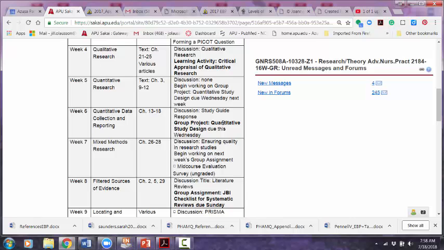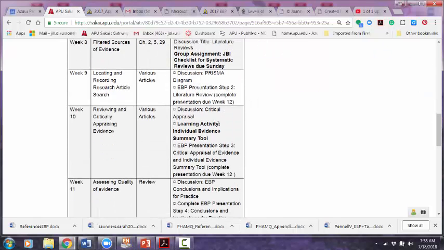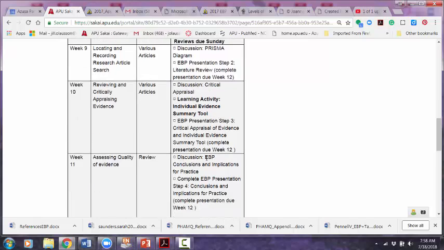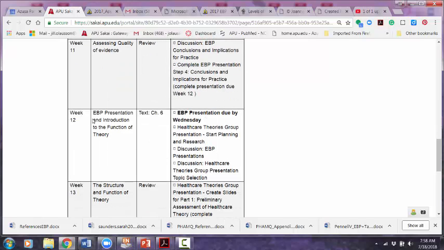We have just completed step 3, which was the critical appraisal. This is step 4, and next Wednesday, the EBP presentation is due. So next Wednesday is the 25th of July. I just want you guys to all go through the parts of the assignment and make sure that you have a clear understanding of what is due, and also ask some questions if you don't.